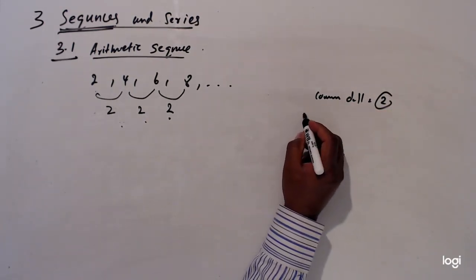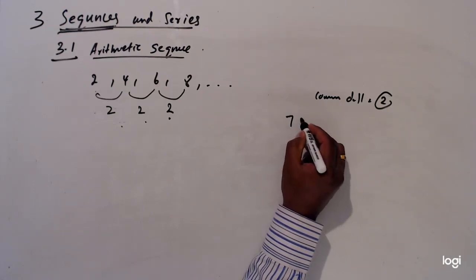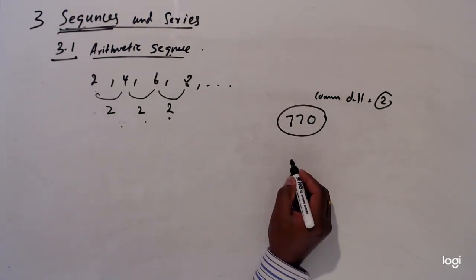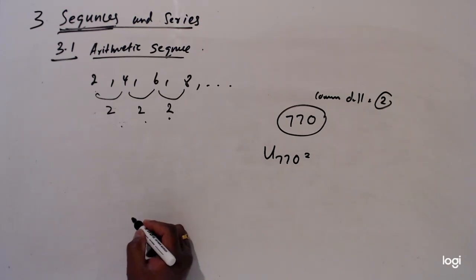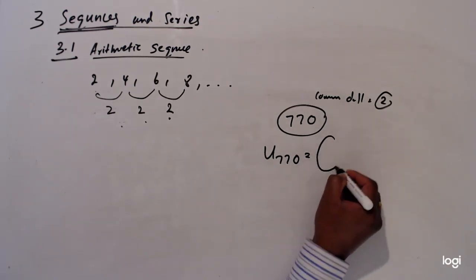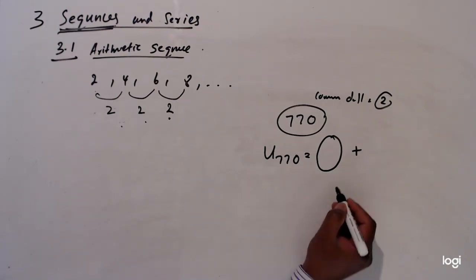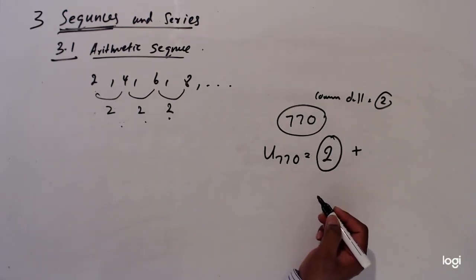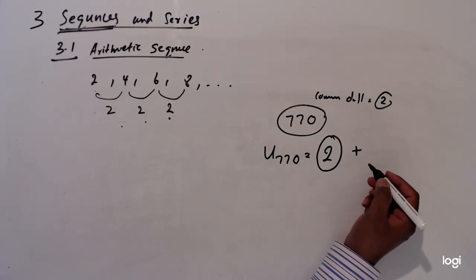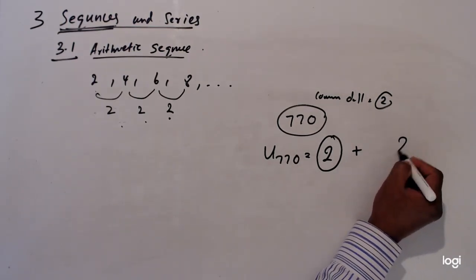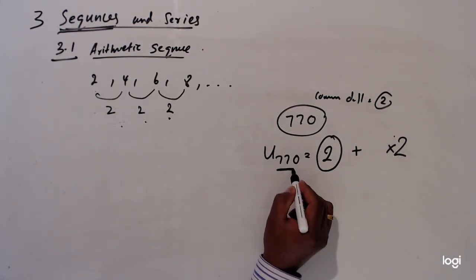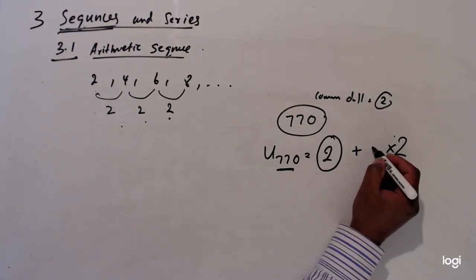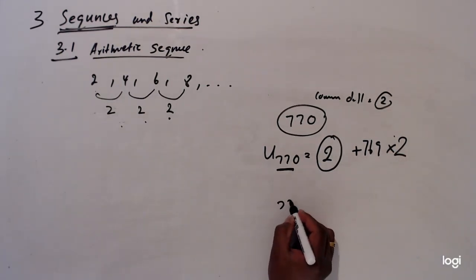Now you want to write the 770th term. So let's say u770. Then what do you want? You want the first term. Do you know the first term? Yes, 2. And you want the common difference. Yes, that is 2. And multiply with the 1 before the term number. 770, 769. 770 minus 1.